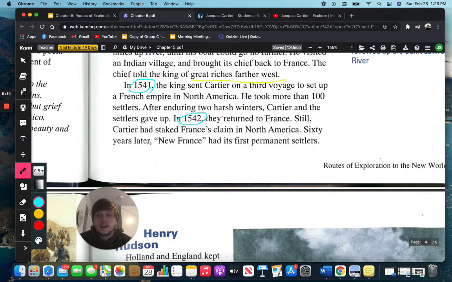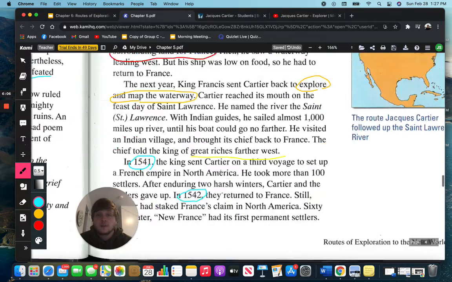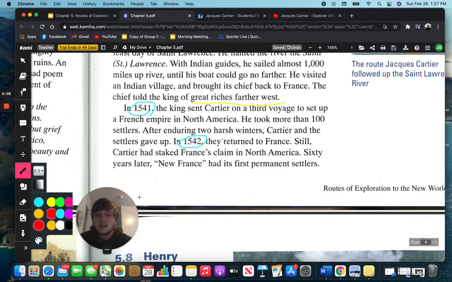Still, Cartier had staked France's claim in North America. 60 years later, New France had its first permanent settlers. And again, it's important to know here that he claimed that land for France in North America.